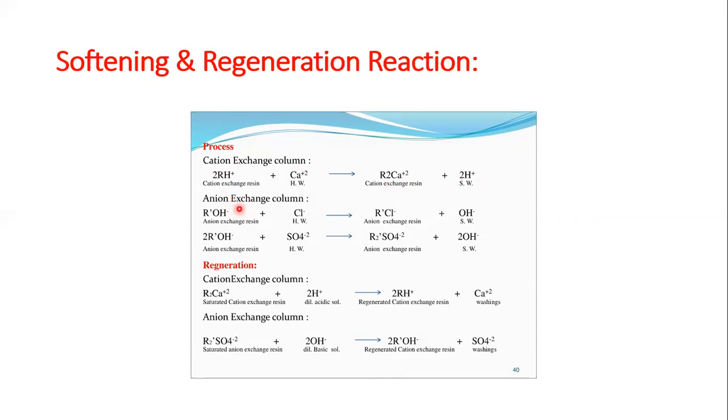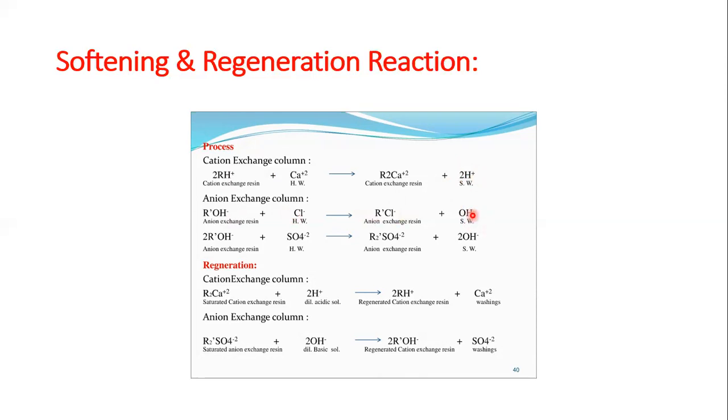Secondly, in the anion exchange column, it is represented as ROH-. So it is going to react with the Cl-, that is anions. It forms the RCl- with the release of OH- ion. So here if you see, the cation exchange column is releasing the H+ ions, and the anion exchange column is releasing the OH- ions. Both get combined, and they form the water.